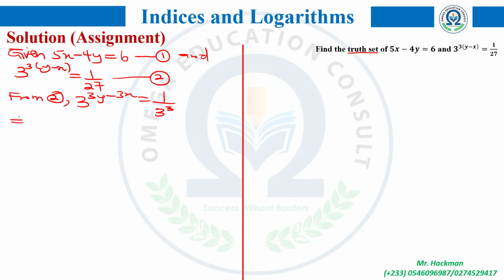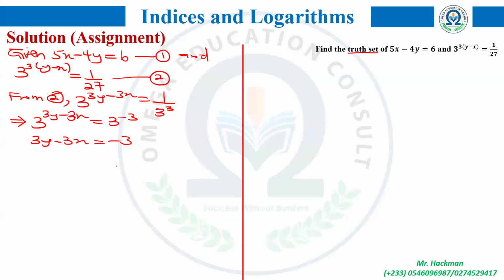So this implies that we are going to get 3 to the power of 3y minus 3x will be equal to 3 to the power of negative 3. Do you agree? Yes, please. Now the bases are the same, so we can equate the exponents. So we get 3y minus 3x to be equal to minus 3. I want my x to be the first term, and this equation you can reduce.